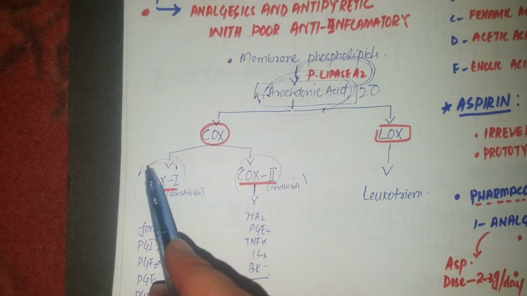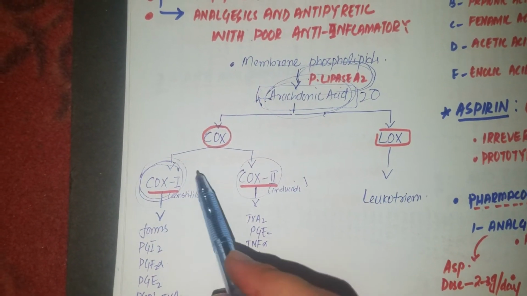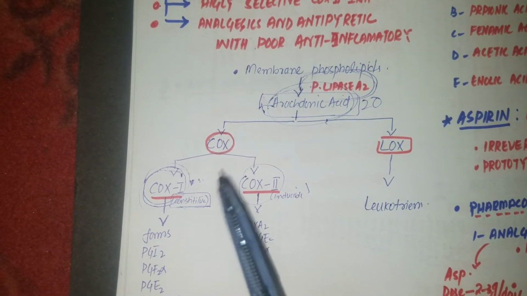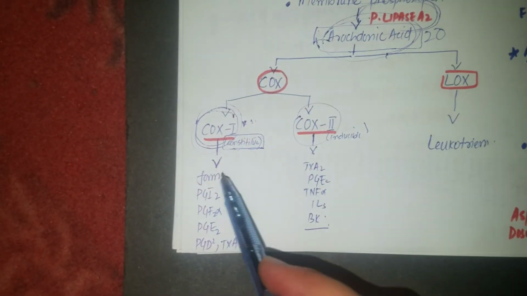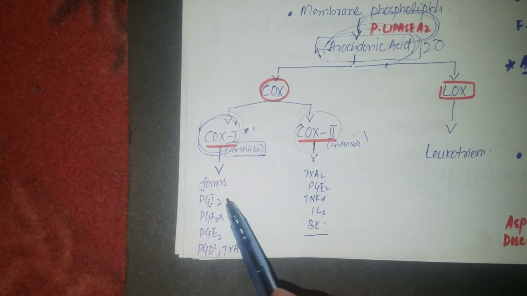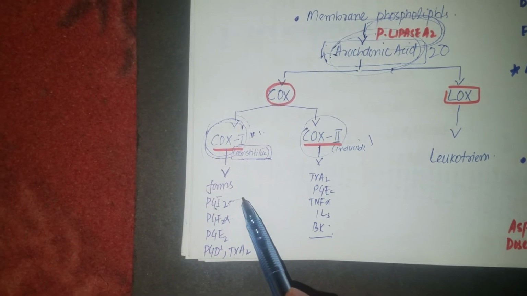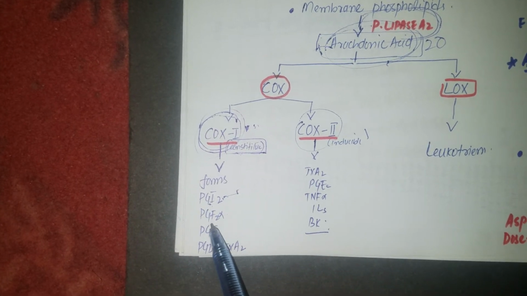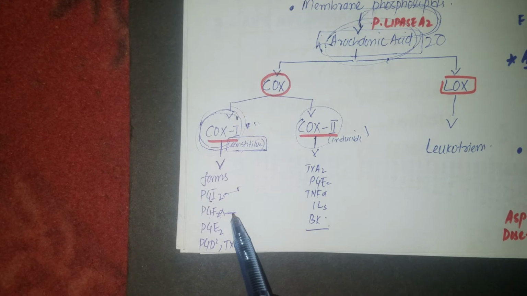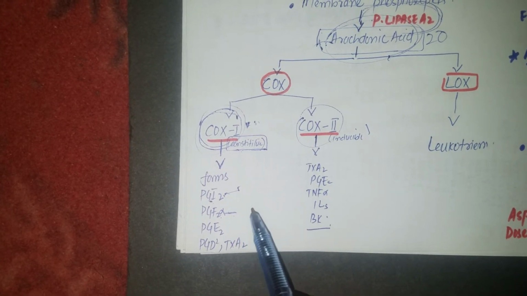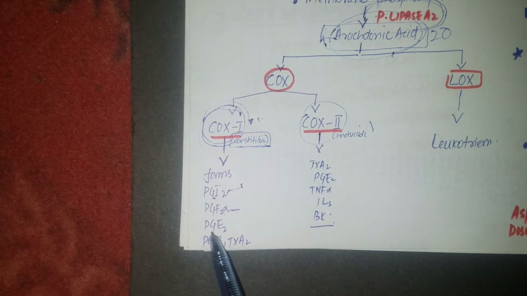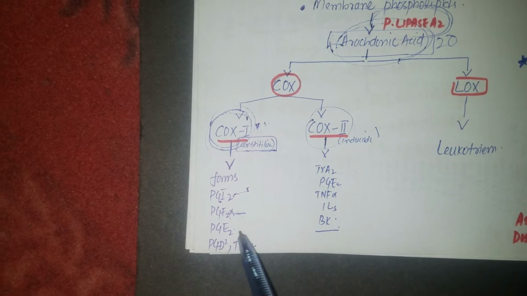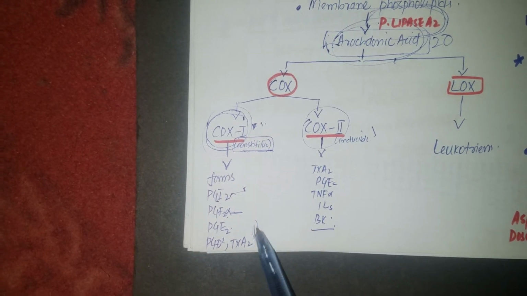So COX-1 is the enzyme which is normally present in tissues like vessels and the kidneys. It is a constitutive enzyme which works normally in the body. It produces prostaglandin I2, also known as prostacyclin, which is a vasodilator and also a platelet aggregation inhibitor. The second one is prostaglandin F2 alpha, which has a main role in decreasing the intraocular pressure and also the induction of labor. The next ones are prostaglandin E2 and D2, which are vasodilators, and thromboxane A2, which is a platelet aggregator.